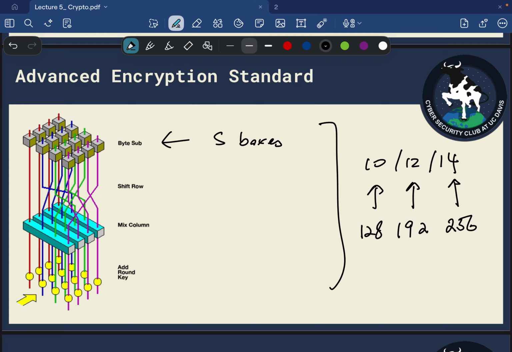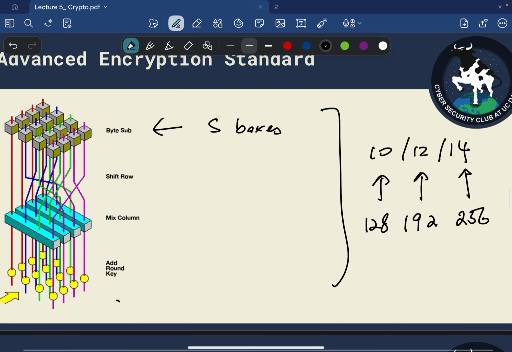Yes? How is this reversed to go from ciphertext to plaintext? So with the AES algorithm, you literally reverse this back up. Because this is ciphertext down here and plaintext up here, and you just do this 10 to 14 rounds. You literally get the key and you do the round key, which is just an XOR function over here. Two XORs actually net you the same thing.